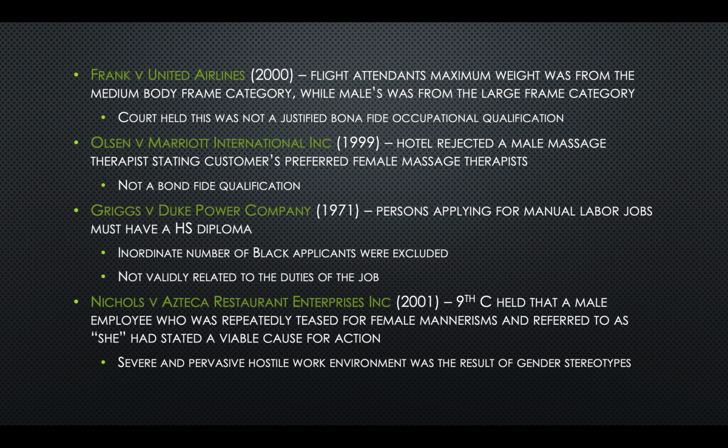In Griggs v. Duke Power Company, there were people applying for manual labor jobs, and the employer had required that they have a high school diploma. This resulted in a large number of black applicants being excluded, and again, this was found to not be validly related to the duties of the job. And in the Nichols case, the Ninth Circuit held that a male employee who was repeatedly teased for female mannerisms and referred to as she had a viable cause for action. And in this case, this was severe and pervasive hostile work environment, and that was the result of gender stereotypes.